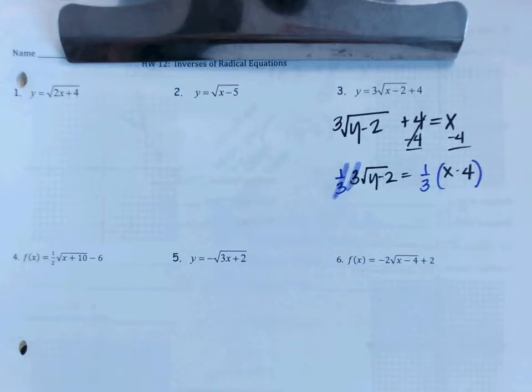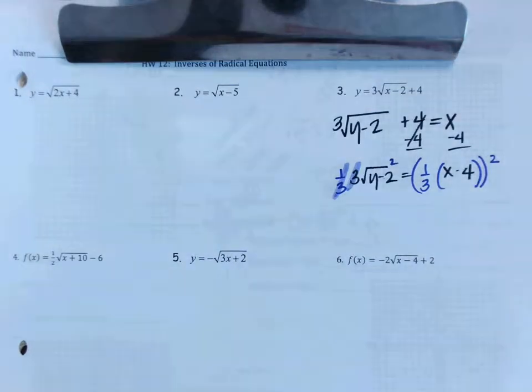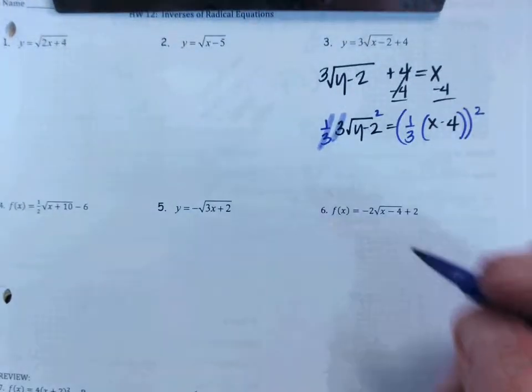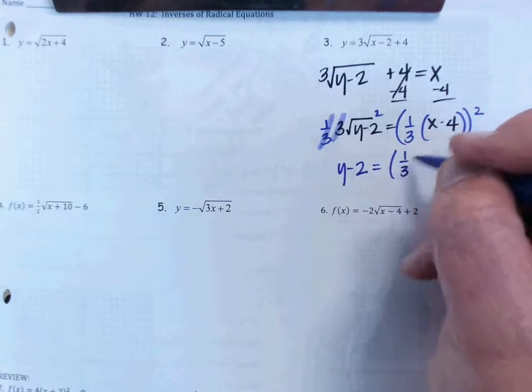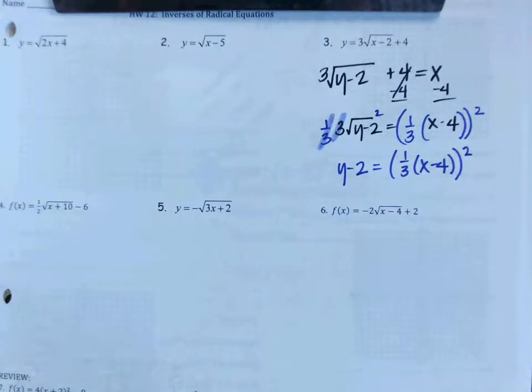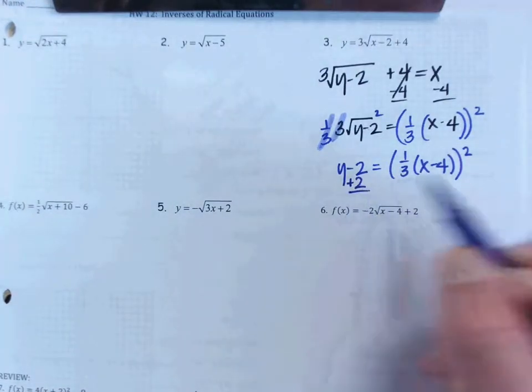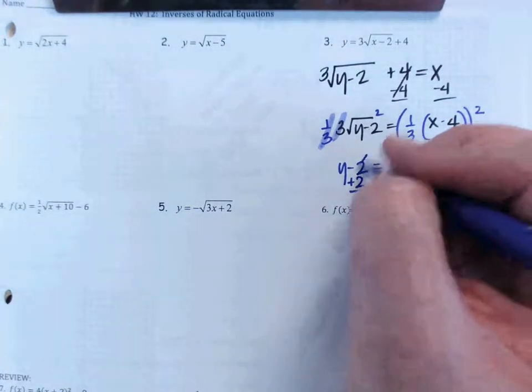How do we get rid of it? Square and square. So I have y minus 2 equals 1/3 x minus 4 squared. And then what do we do with the minus 2? Plus it and plus it. Okay, these guys cross out.